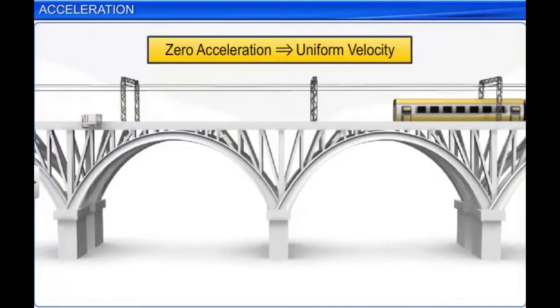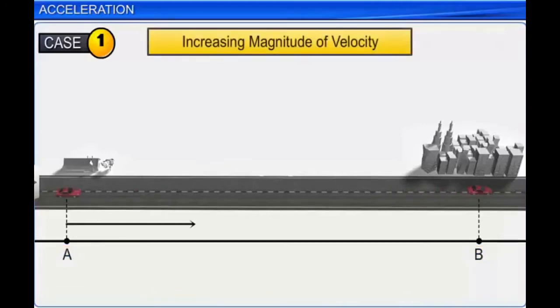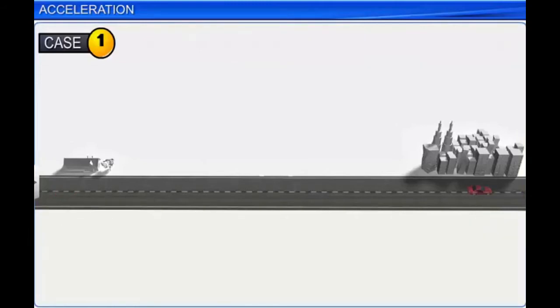Case 1. Let us consider a body, say, a car moving along a straight line, that is, from point A to B, with increasing magnitude of velocity. The body is said to be moving in the positive direction. Here, delta V is positive and direction of motion is positive. Therefore, with these two values being positive, acceleration is also positive.